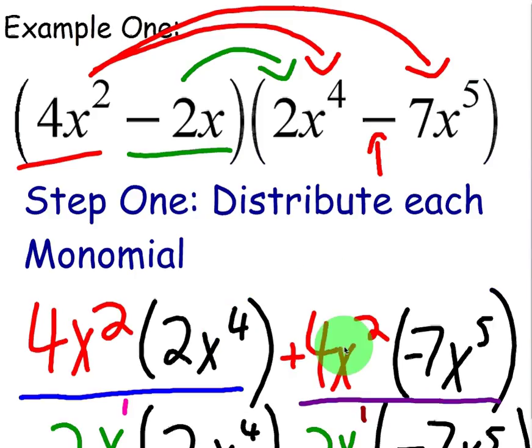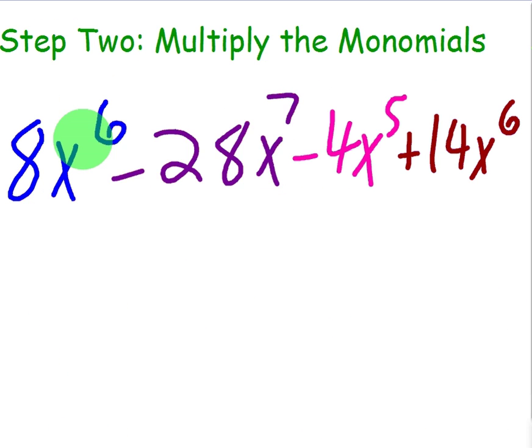Second 2, 4x squared times negative 7x to the fifth equals negative 28x to the seventh. Yes, that is correct. So it's a positive times a negative, which is a negative. 4 times 7 is 28. X squared times x to the fifth. Add the exponents to get 7.